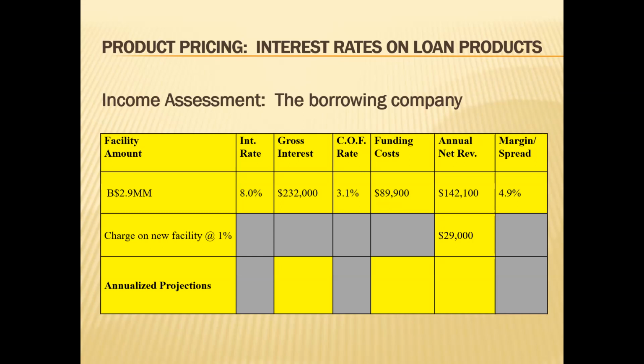So the last row says annualized projections. You just simply add. Those are your totals. So for the interest, you just bring down the 232,000. That's the total interest that you're going to get on that facility, on that loan. Cost of funding. Your cost of funding doesn't change. That's 89,900.